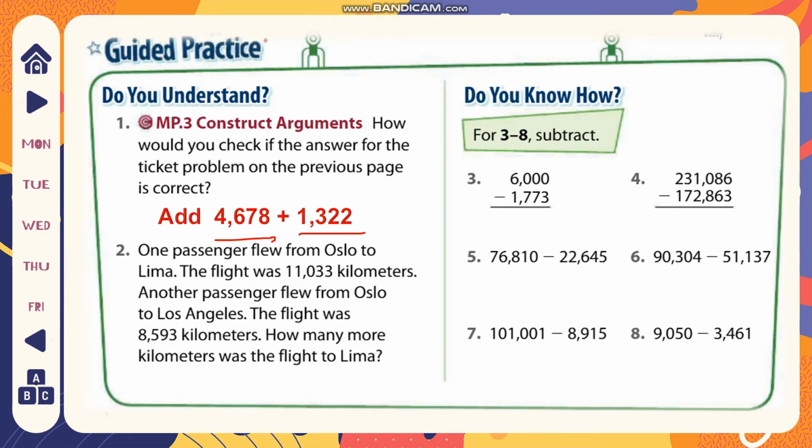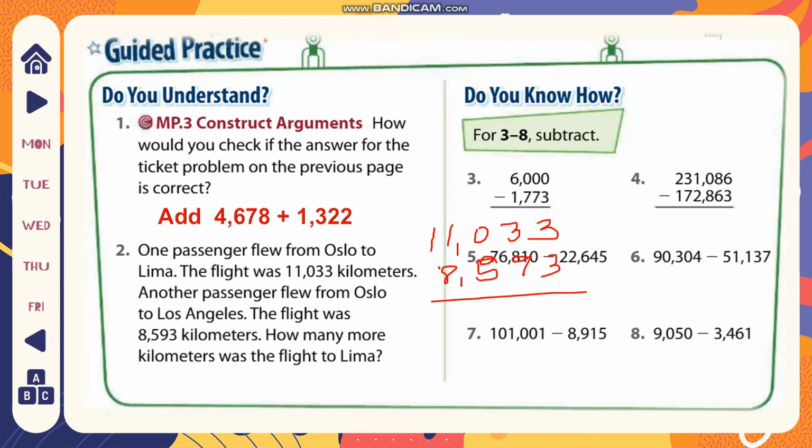One passenger flew from Oslo to Lima. The flight was 11,033 kilometers. Another passenger flew from Oslo to Los Angeles. The flight was 8,593 kilometers. So how many more kilometers was the flight to Lima? What are we going to do to find the answer? We simply subtract 11,033 minus 8,593.